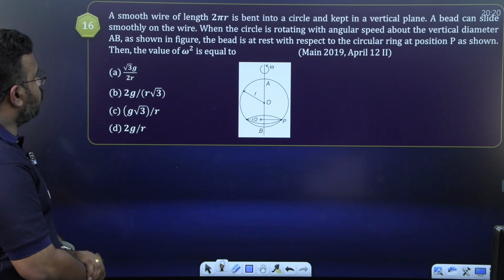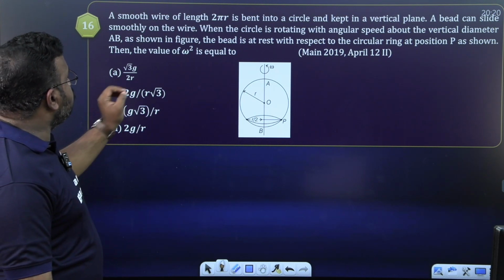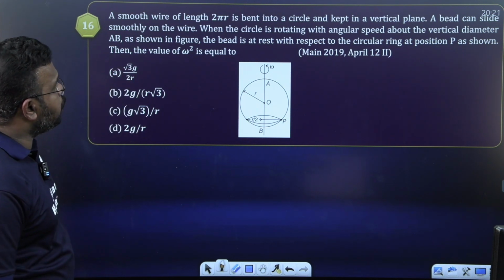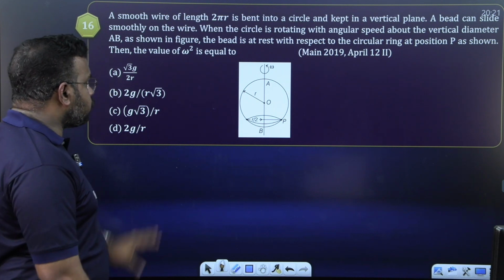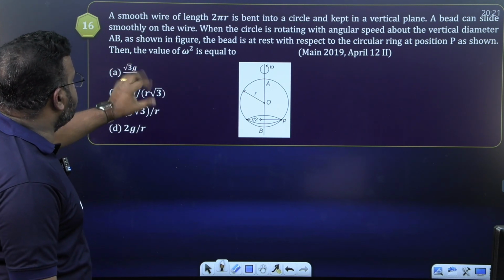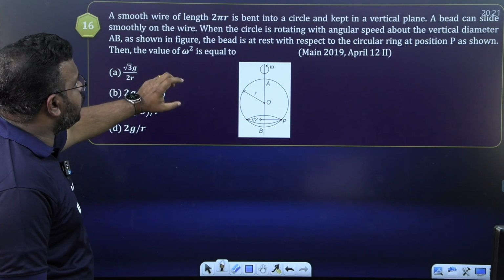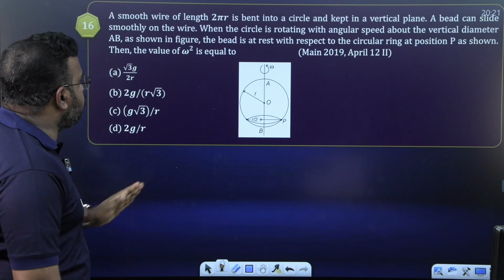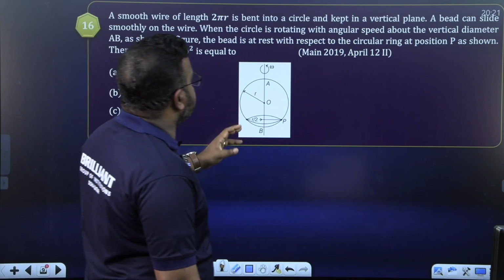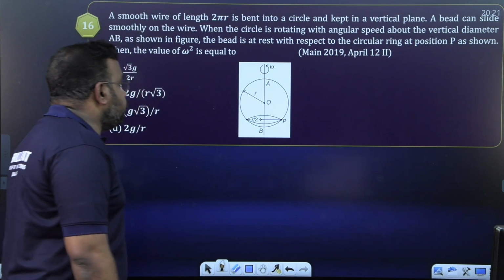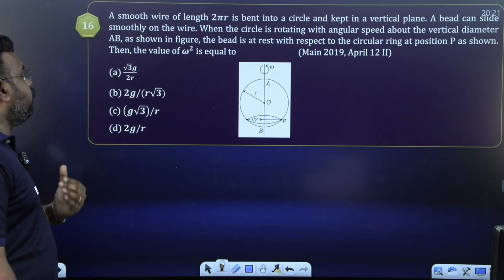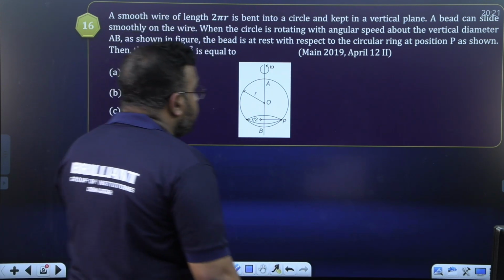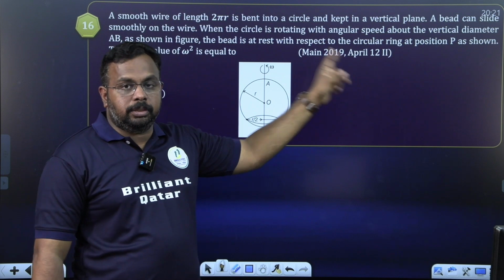Look at this. A smooth wire of length 2 pi r is bent into a circle and kept in a vertical plane. A bead can slide smoothly on the wire. When the circle is rotating with angular speed omega about the vertical diameter AB as shown in figure, the bead is at rest with respect to the circular ring at position P as shown, then the value of omega square is equal to. Again, you can see this is a 2019 Main question.